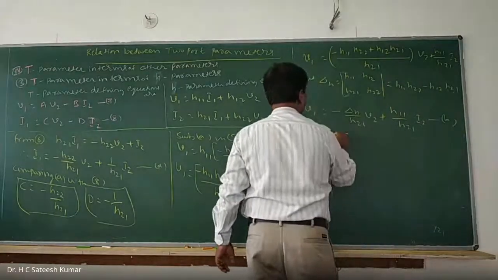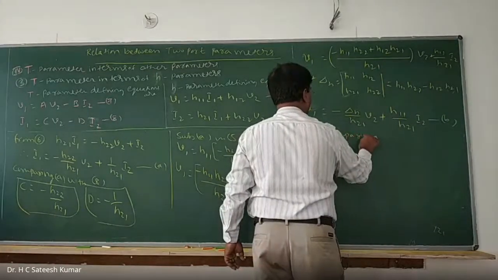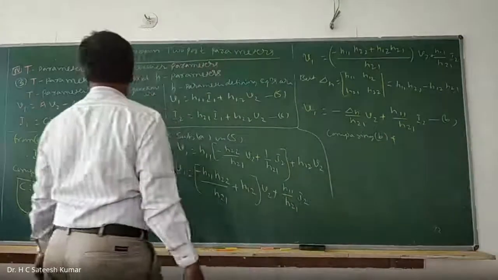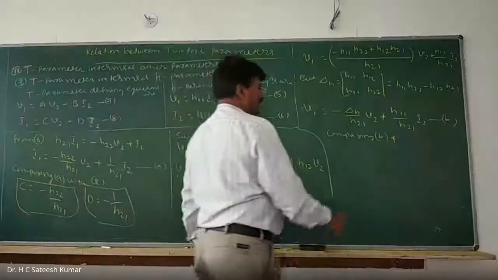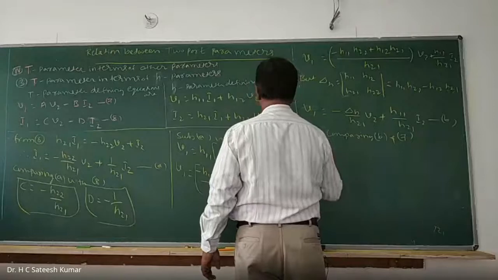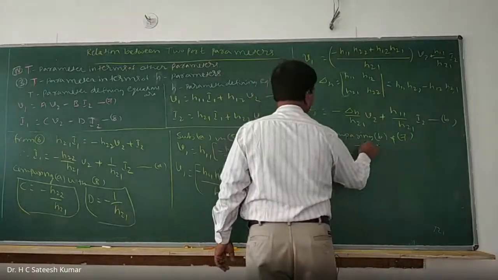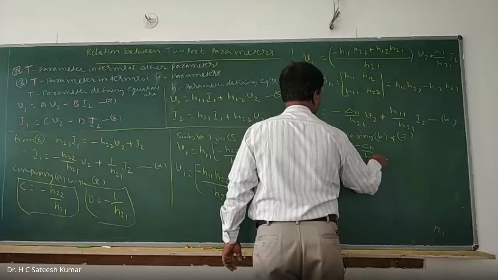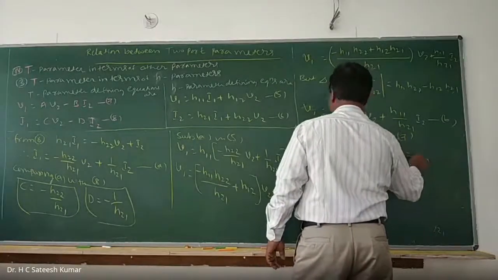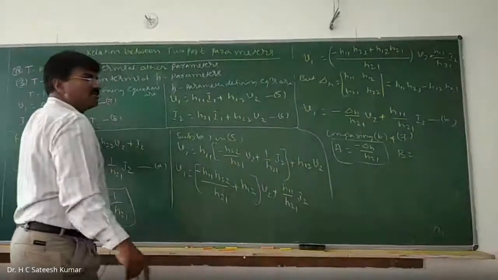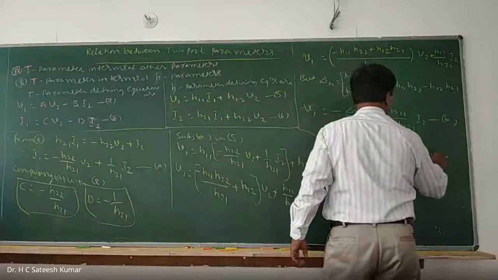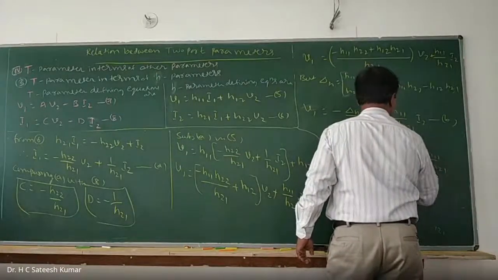Comparing B and what is that we have? The V1 equation is 7. Comparing B and 7, what will you get? A is equal to what? Minus delta H divided by H21. A and B: in the equation we have a minus sign, so minus B is equal to that much. Therefore, B is equal to what? Minus H11 divided by H21, we get it.